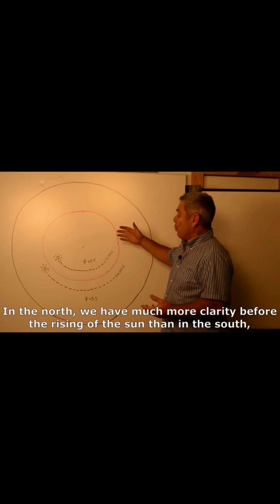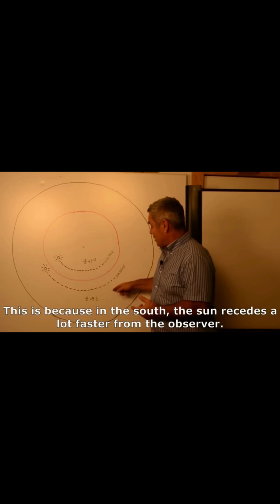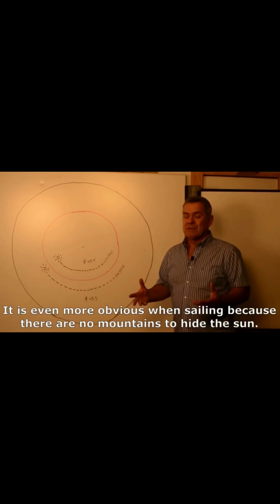So here he says, in the north, we have much more clarity before the rising of the sun than in the south. And we have much more clarity after the setting of the sun than in the south. This is because in the south, the sun recedes a lot faster from the observer. We have long summer evenings in the north, while in the south, obscurity comes rapidly. It is even more obvious when sailing because there are no mountains to hide the sun.